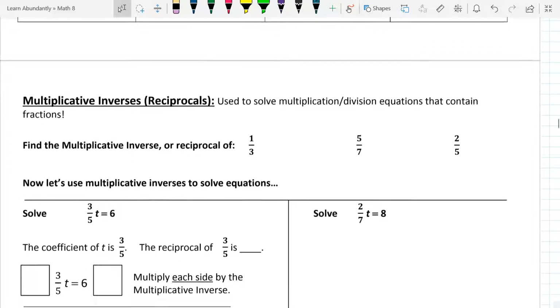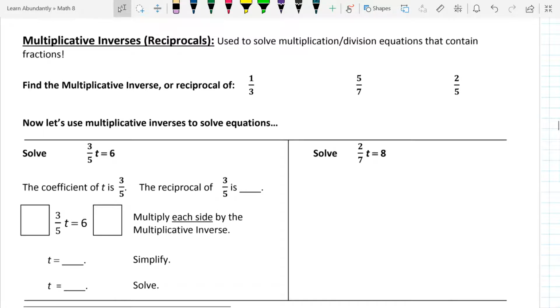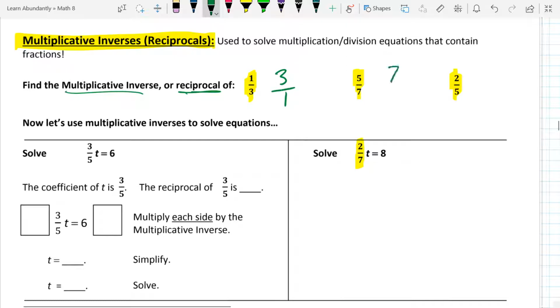We want to look at one other special case, and that's the multiplicative inverse, also known as the reciprocal. We're going to use this whenever we have a fraction in front of our variable. To see what this looks like, we need to know the multiplicative inverse or the reciprocal of a fraction. What that means is we just need to write the fraction upside down. So instead of 1 over 3, we're going to say 3 over 1. Instead of 5 over 7, it's 7 over 5. And instead of 2 over 5, it's 5 over 2.